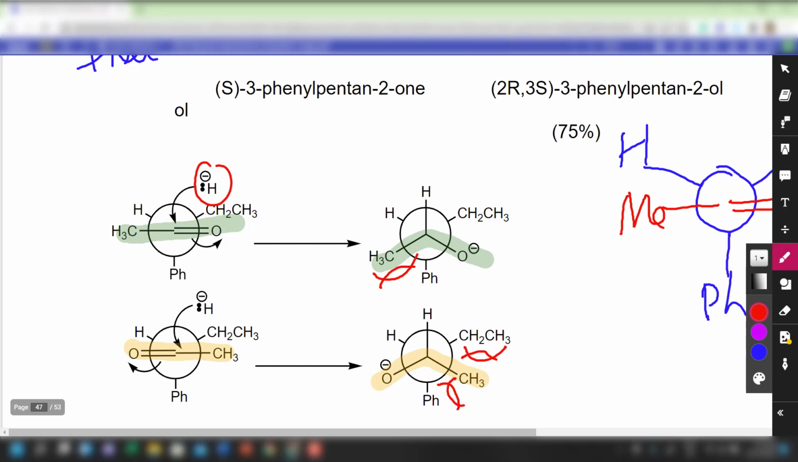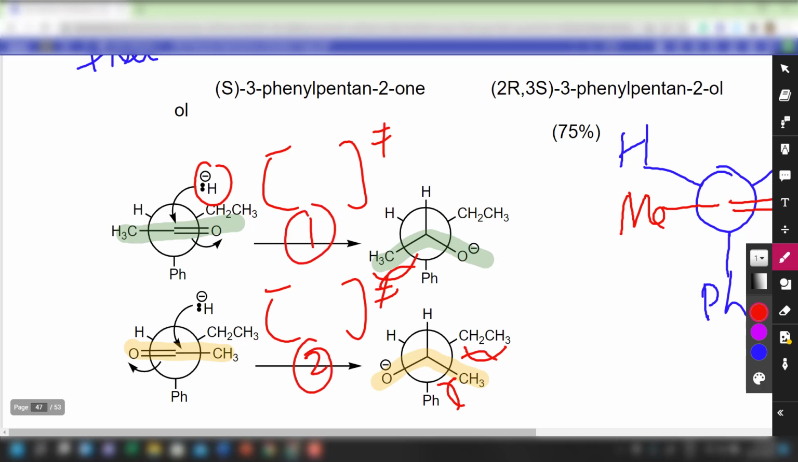These two gauche interactions mean that in the transition state leading to these two intermediates, there must be a transition state, which I'm not going to draw out, but you will notice that in the transition state leading to this intermediate, the interaction will already be developing. So the gauche interaction will already be present. That means one of the transition states will be of higher energy than the other. So transition state 2 will have a higher energy than transition state 1.